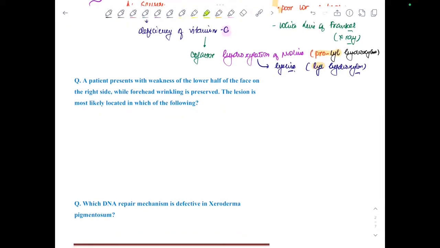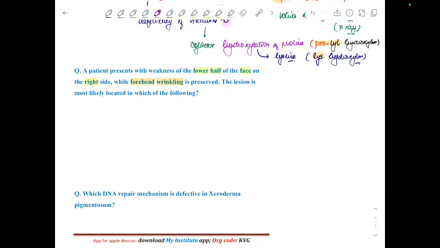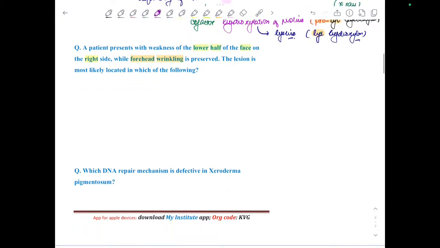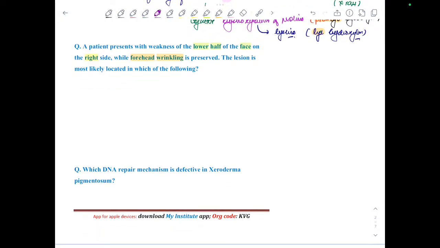The next question, a patient presents with weakness of the lower half of the face on the right side, right? This is on the right side, but the patient has preserved forehead wrinkling. Now what is the most likely site of lesion? Now this is one question which has been repeated almost every year in one or other way in all exams, and for this I think most of you must be knowing that if we draw face something like this, so what we need to do, we need to divide the face like this.